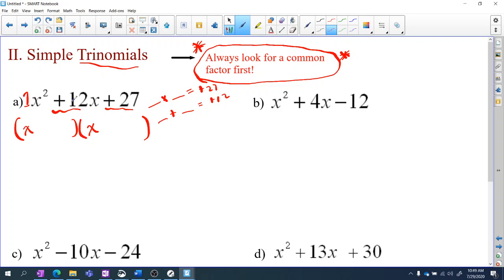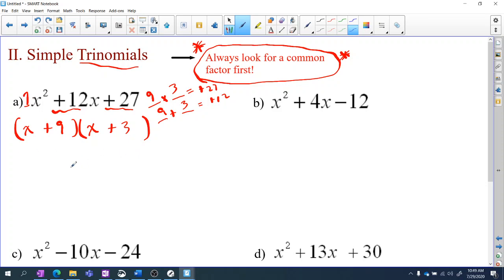27 and 12, 9 times 3. There's the pair I'm looking for, both positive. 9 times 3 is 27. 9 plus 3 is 12. Now, I don't want to see you writing this out all the time. I want to see you in your brain thinking this, just quickly with some mental math. And then you go to your brackets, you put plus 9 in one bracket, and you put plus 3 in the other bracket.